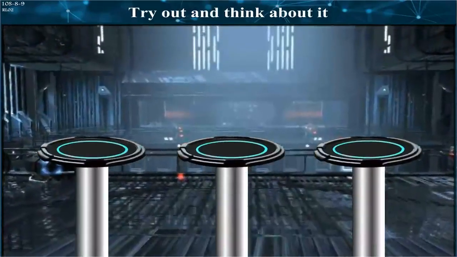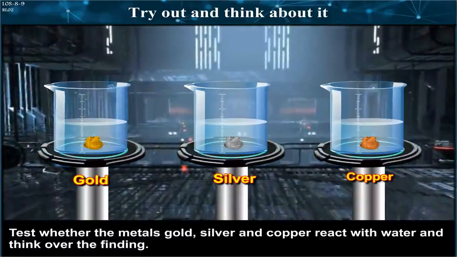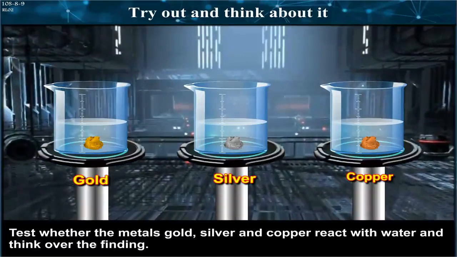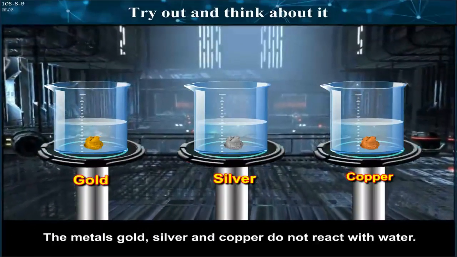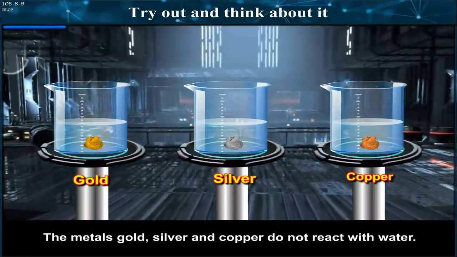Try out and think about it. Test whether the metals gold, silver and copper react with water and think over the finding. The metals gold, silver and copper do not react with water.